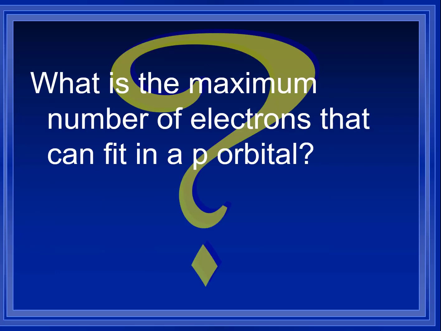Okay. So, what's the maximum number of electrons that can fit into a p orbital? Well, how many shapes is P? 3, so that makes a total of 6 electrons. If it's got less than 6, it's not full. If it's got 3, it's half full. Make sense?